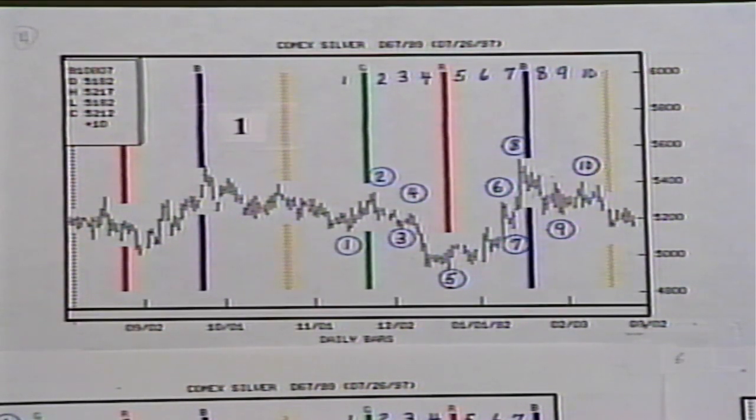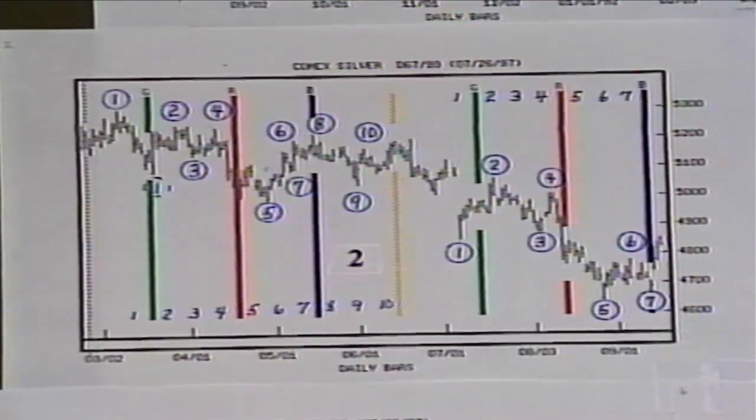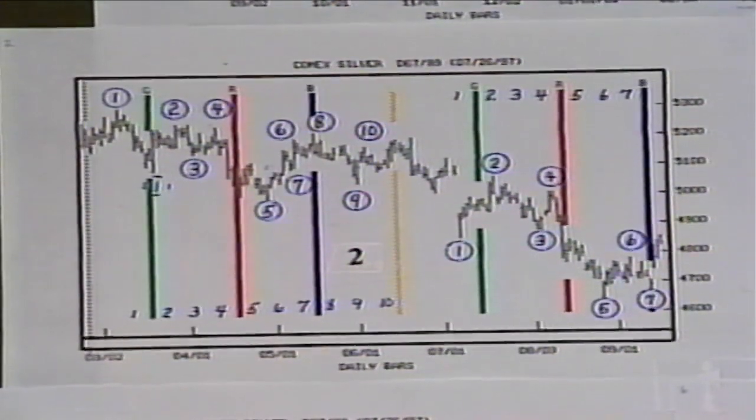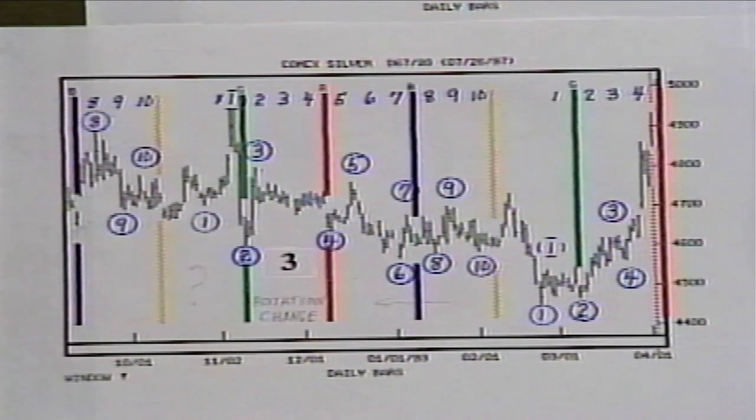Move down to chart 2, and again we have a high 8, a low 9, a high 10, and our rotation is continuing. Now moving down to chart 3, we see that when we got to 8, 9, and 10 on this chart, it became obvious that 8, 9, and 10 could only be as shown on the chart. That is a low 8, a high 9, and a low 10.